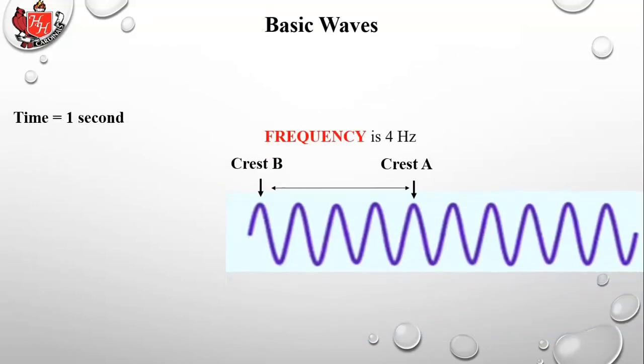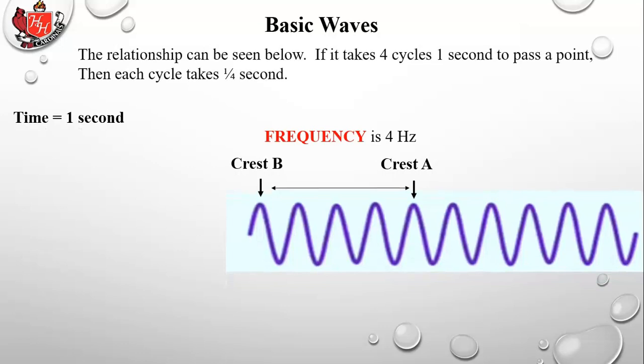So if the frequency is 4 hertz in the last example, this relationship can be seen below. It takes 4 cycles 1 second to pass a point, so each cycle takes 1/4 of a second. You see there's a 1/4 of a second there, a 1/4 of a second there, a 1/4 of a second there, a 1/4 of a second there. So that's 4 cycles in 1 second. So the period is 1/4 of a second.